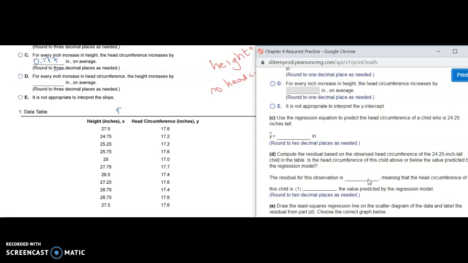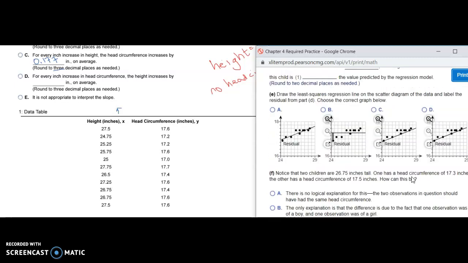So the residual is the difference, again, between the predicted and the actual. You'll have to look on your chart. I believe it's actual minus predicted. If this number is positive, then it's above average. If it is negative, then it's below average. So the residual is the difference, meaning that the head circumference of this child is either above or below the value predicted by the regression model.